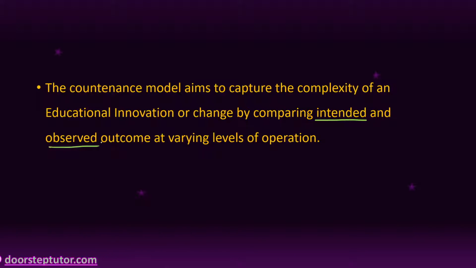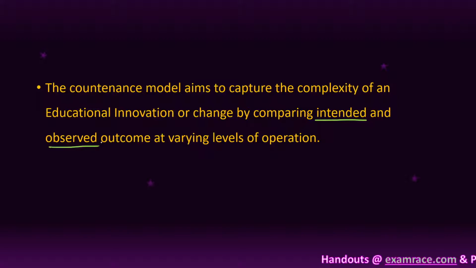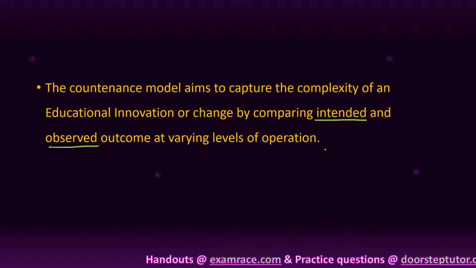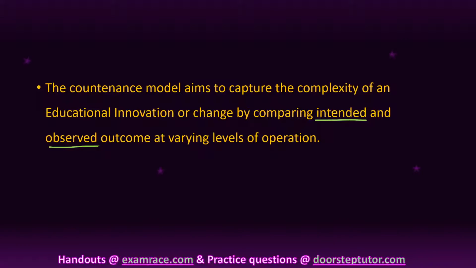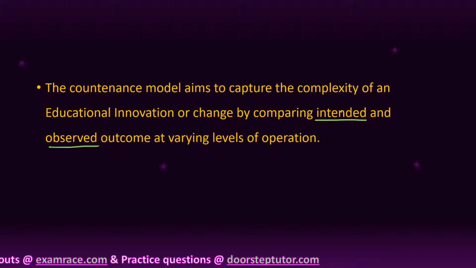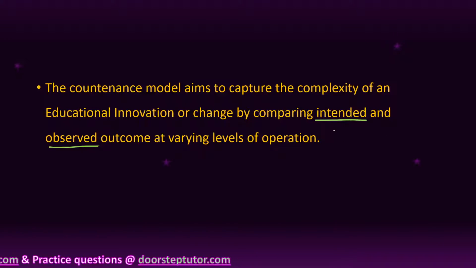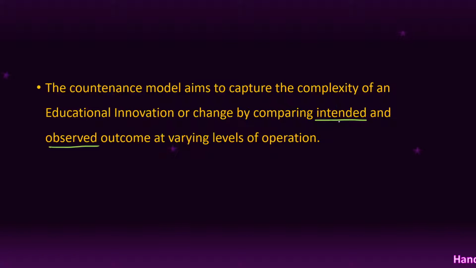What does intended mean? When the teacher makes some planning, what he wants to achieve, prediction, assumption, thinking, all the things which are done in the starting are called intended. And observed means what is actually achieved. For understanding intended and observed outcome, we take some example.